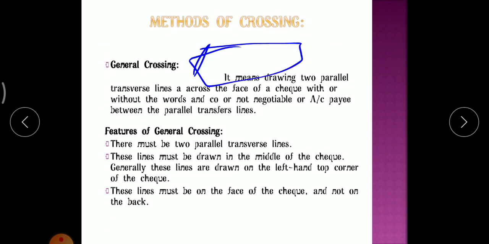Clear? Which are the methods of crossing? There are two methods of crossing. One is general crossing. And general crossing means drawing two parallel transverse lines on the face of the check, particularly in the top left hand side corner, with or without the words "and company" or "not negotiable" or "account payee" between the parallel transverse lines.